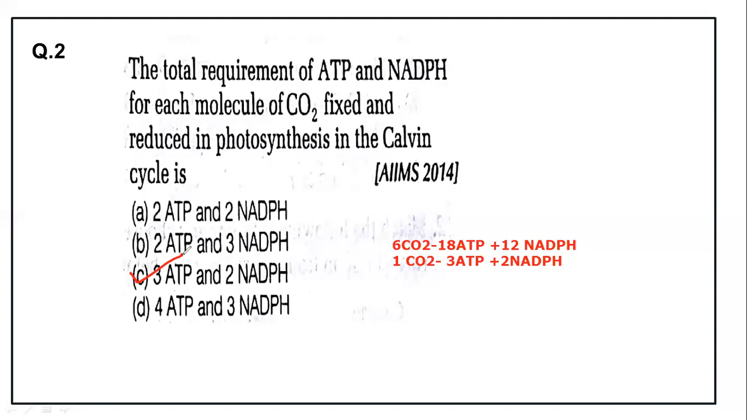This ATP and NADPH are actually synthesized during the light phase of photosynthesis, right? That's why the dark reaction or Calvin cycle is not independent. The Calvin cycle is dependent on the light reaction in that case, in energy respect, right?